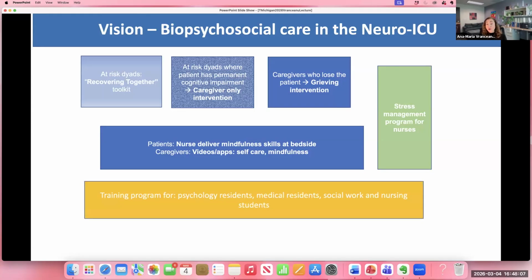And also a training program for psychology residents, medical residents, social work, and nursing students. How can we allow for this cross-pollination of knowledge over time? So that's the vision. We're getting close, but there's still a lot of work to do.